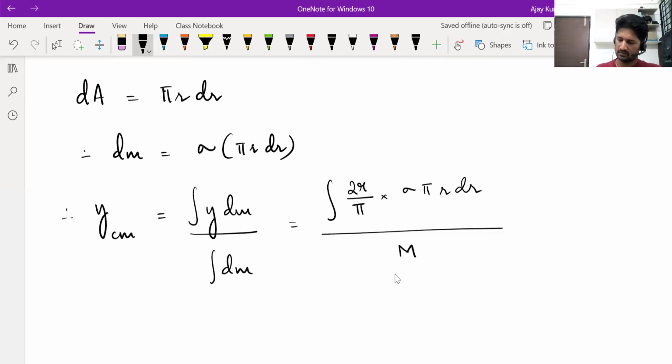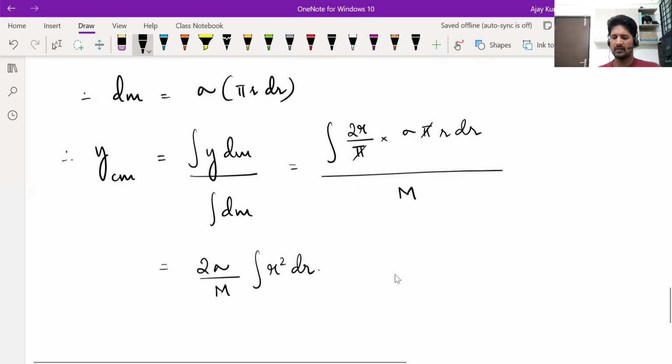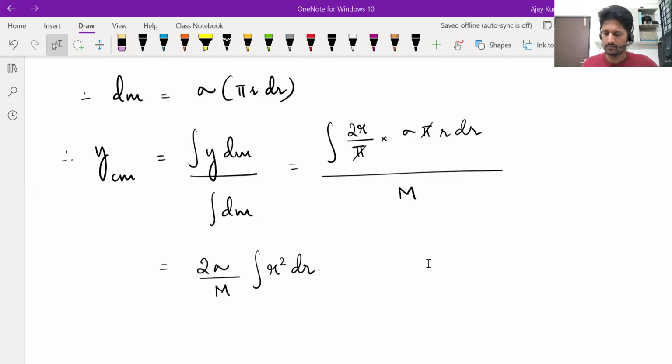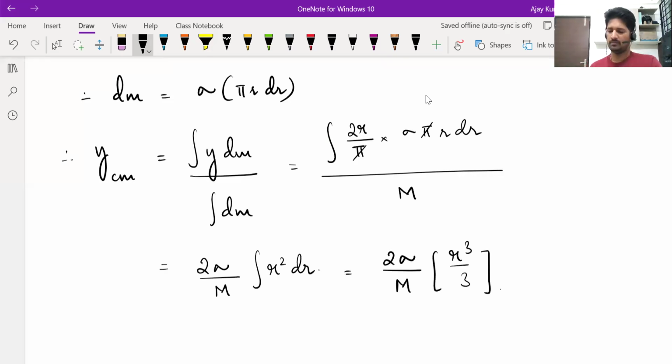I'm writing it as it is. This pi gets cancelled. 2 and sigma are constants. We'll put them aside. You get 2 sigma by m integral r square dr. Can one of you tell me what is integral r square dr? What is integral x square dx? Integral x square dx is x cube by 3. So integral r square dr becomes r cube by 3. Therefore, the y coordinate of center of mass is 2 sigma by m into r cube by 3. We still have to substitute limits.